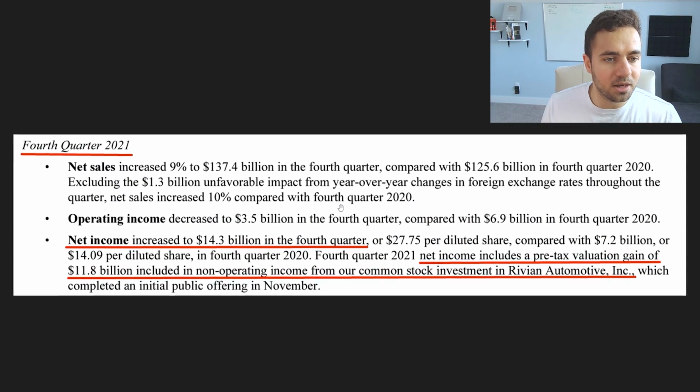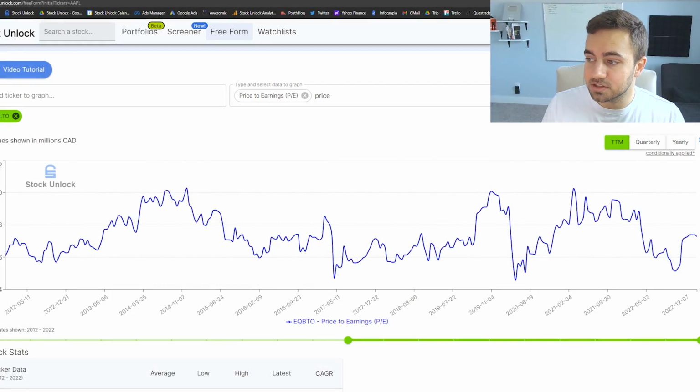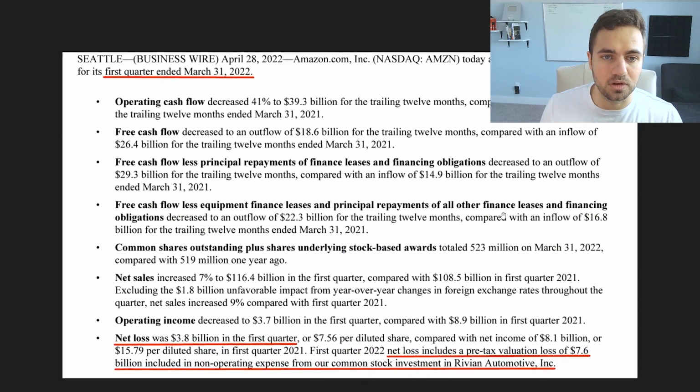So I went through Amazon's fourth quarter 2021 earnings, and right here, the Amazon for the fourth quarter last year says net income increased to $14.3 billion for the fourth quarter. However, net income includes a pre-tax valuation gain of $11.8 billion included in non-operating income for our common stock investment in Rivian Automotive. $11.8 billion worth of Amazon's $14 billion of net income last year was due to an unrealized gain on Rivian stock. Well, Rivian stock has been absolutely decimated over the past year.